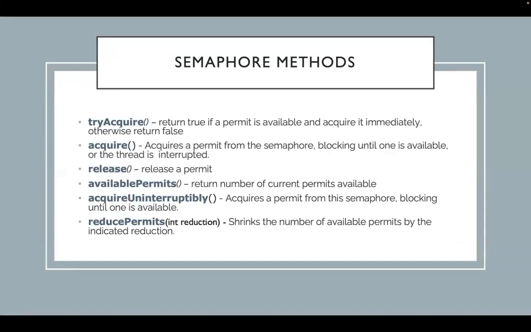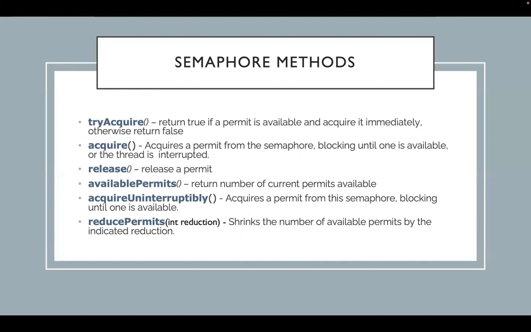There are some important methods in semaphore which are required to write semaphore programs. First is tryAcquire, which returns true if a permit is available and acquires it immediately. Otherwise, it will return false. Next is the acquire method, which acquires a permit from the semaphore, blocking until one permit is available or the thread is interrupted. Then the release method. So basically, the release method releases the permit.